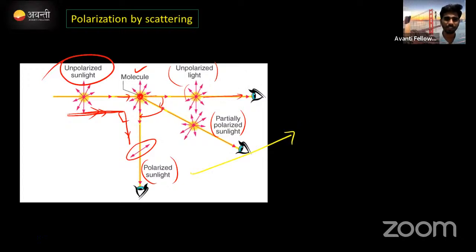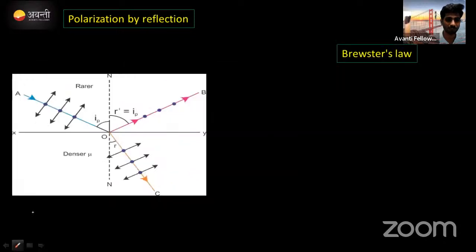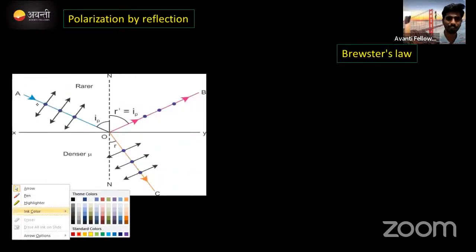Okay, it is simple, no problem. Next thing is polarization by reflection. Polarization also happens in reflection. See how it happens, this is unpolarized light. What is this?